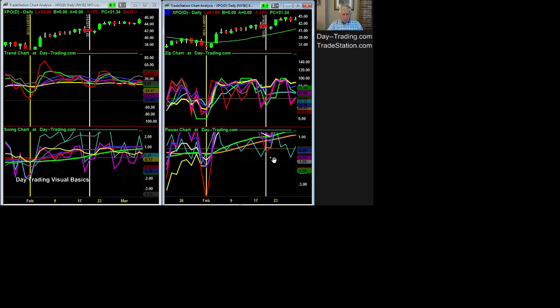And oftentimes when the power red crosses over and you have a really small candle, the following day it'll be a big green candle. And that's what we have right here.